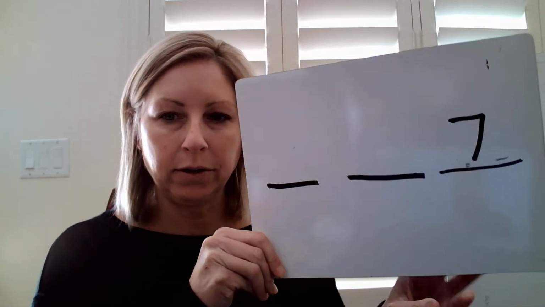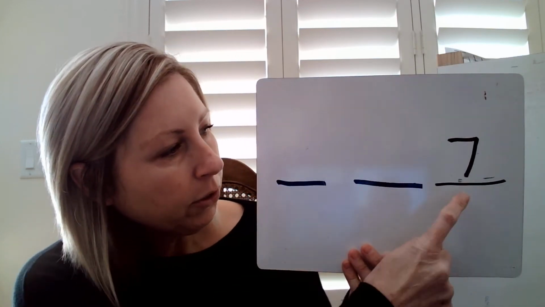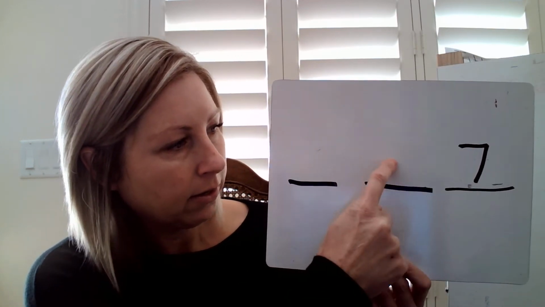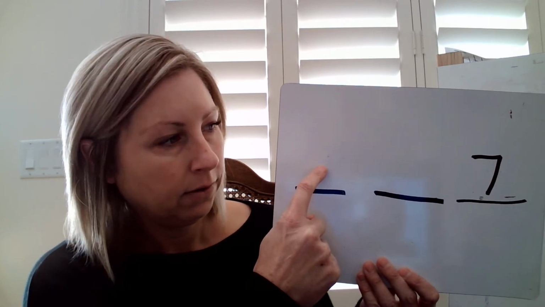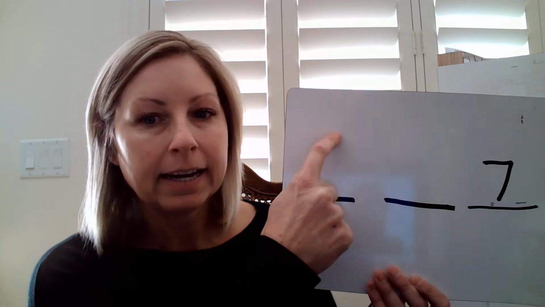Okay, here's your next one. So that number is, you guys know that number? That number is 7. So now you're going to count back. Ready? 7. Okay, let's try it together. 7, 6, 5. All right, we're going to do a few more of counting back.